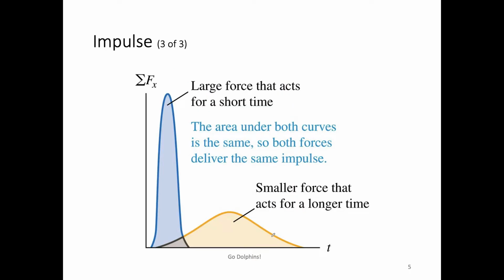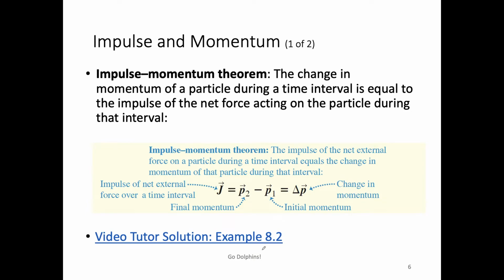So you can have a very large force acting for a very short time, or a small force acting for a long time. As long as the area under the curve is the same, you can apply the same impulse on the system. And now we have the impulse-momentum theorem. It can be very easily derived from Newton's second law, F equals ma. It says the change of momentum of the system equals the impulse applied to the system.